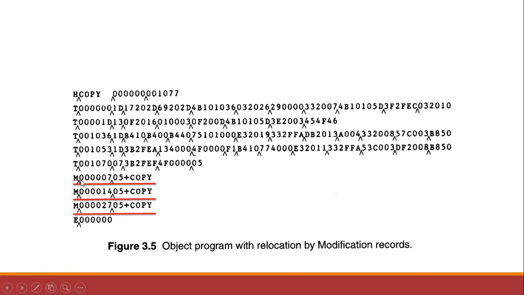Here M stands for modification record. This is the address where the modification, the program relocation, has to be done. 05 is the length, meaning how many bytes have to be modified, and COPY is the name of the program. Plus or minus is a flag, meaning you have to add the address or subtract the address. Here there are three modification records, and all three are plus, meaning you have to add.